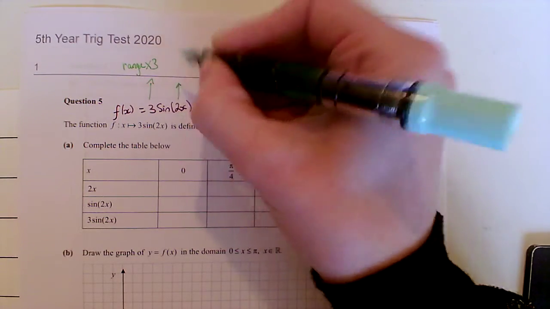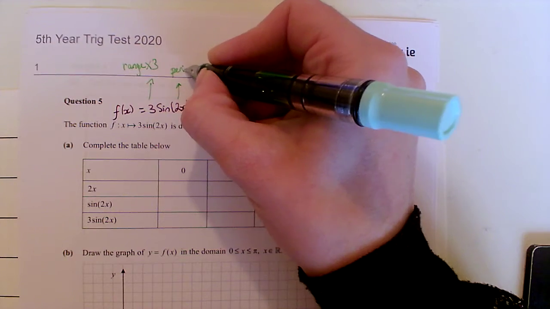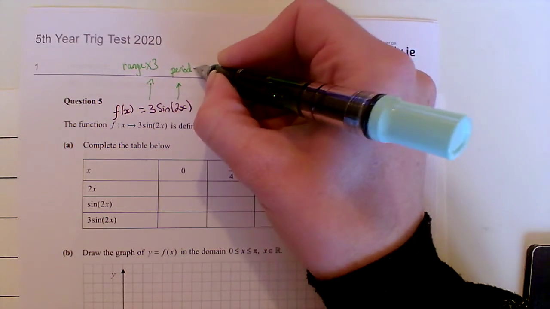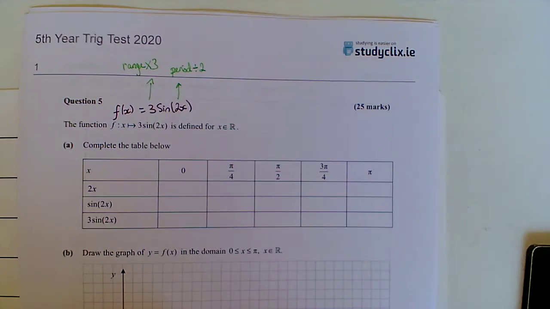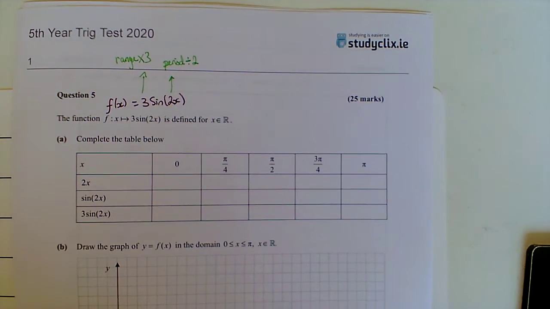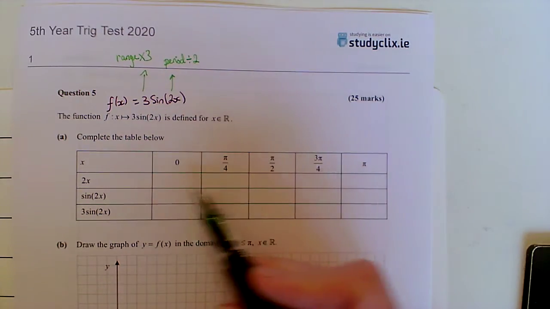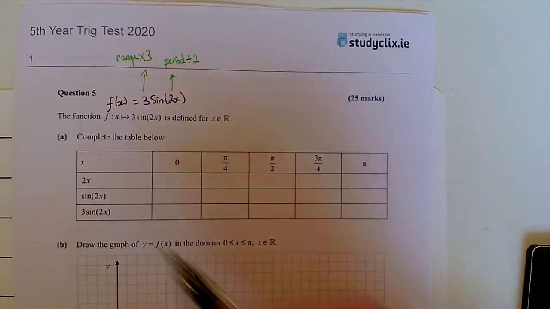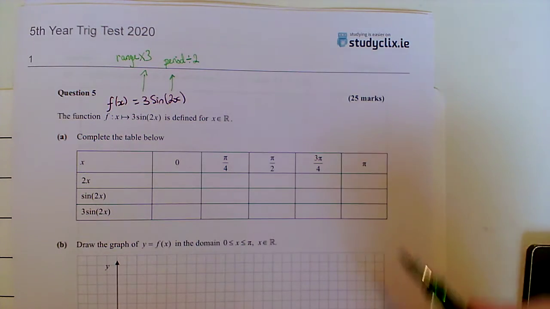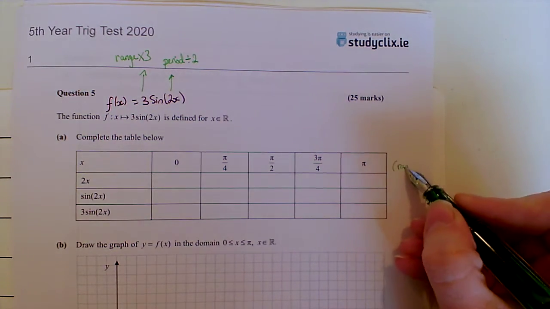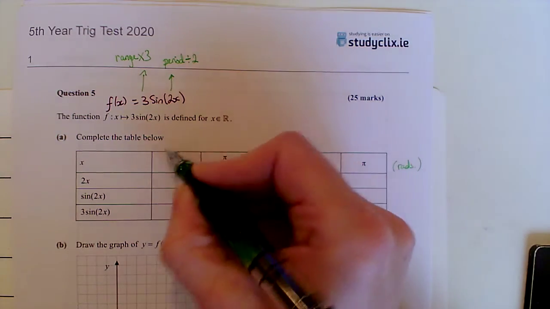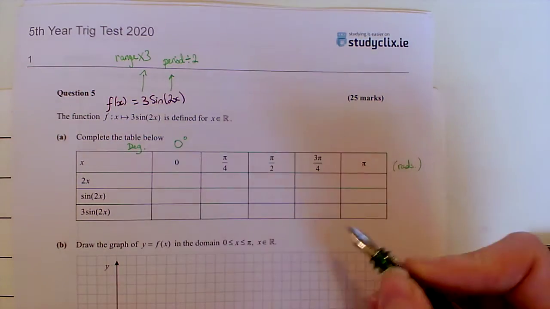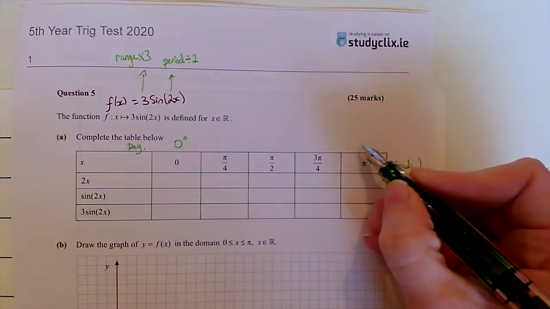And this is going to do our period, how often it happens, how often the full waveform occurs, divided by 2. Okay, now they want us to complete the table below here. And you'll notice that they've given our domain, our input values, in terms of radians. And you can work with them in radians if you want, or we can just put the degrees here just to make it a little bit more accessible.